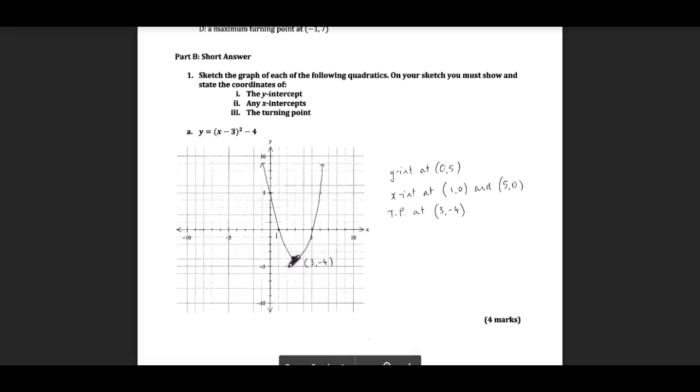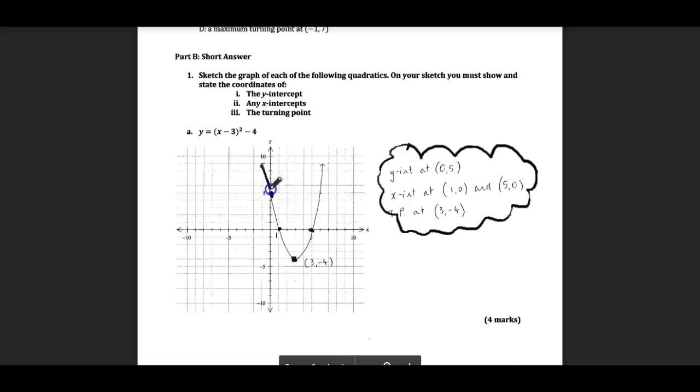Your x-intercepts are when y equals 0. So you can solve that to get 1 and 5. You can either do that on your calculator or by hand. And then when you let x equal 0, we get the y-intercept, which is 5. So I've put all that information here because we had to put that in.